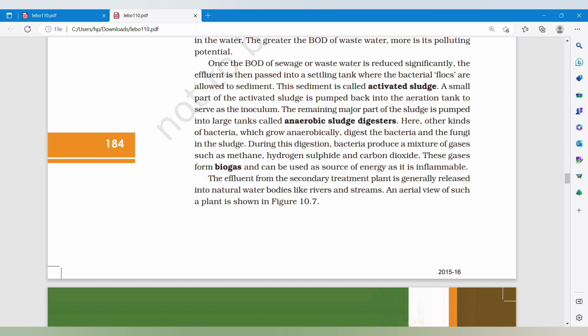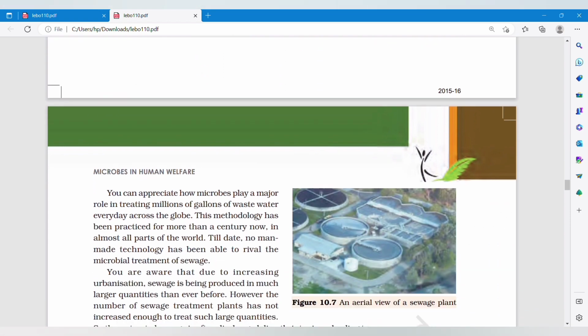Here, other kinds of bacteria which grow anaerobically digest the bacteria and the fungi in the sludge. During this digestion, bacteria produce a mixture of gases such as methane, hydrogen sulfide, and carbon dioxide. These gases form biogas and can be used as a source of energy as it is inflammable. The effluent from the secondary treatment plant is generally released into natural water bodies like rivers and streams. An aerial view of such a plant is shown in figure 10.7.